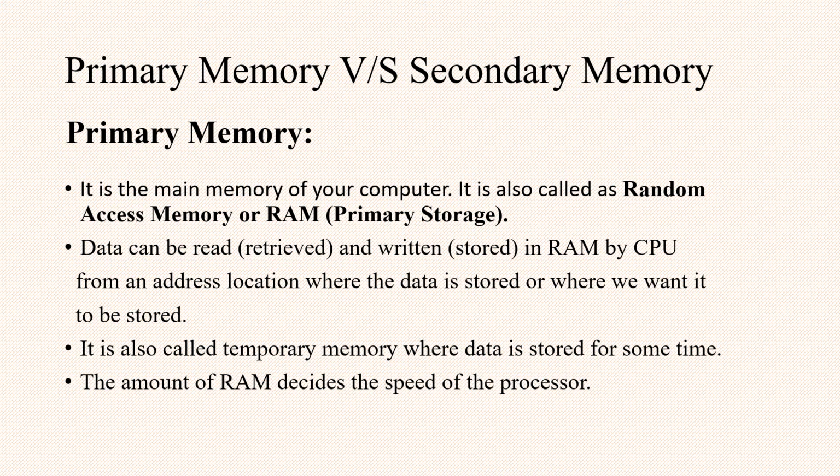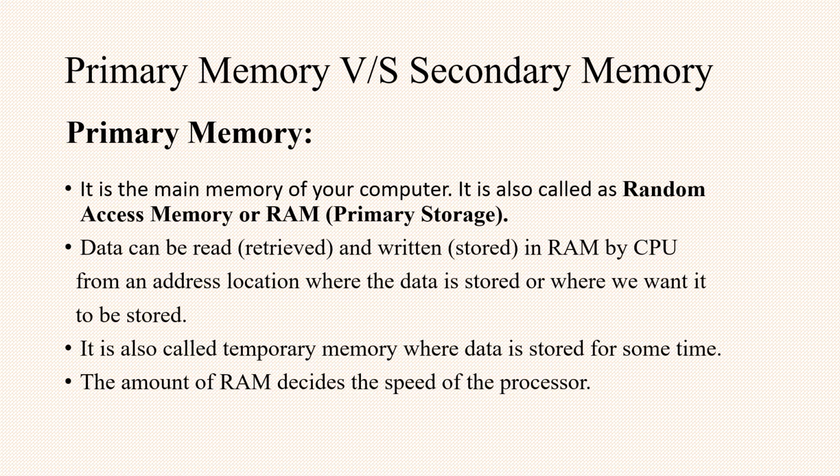So basically your computer has two types of memories. The first one we can call the primary memory, and the second type of memory we can call the secondary memory. First we are going to see what we mean by primary memory. It is also called the main memory of your computer. The other names for it are random access memory or RAM, or primary storage. Now why do we call it primary storage?